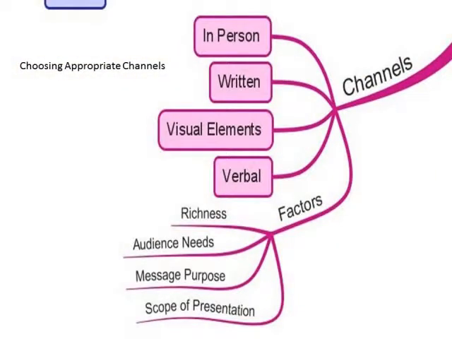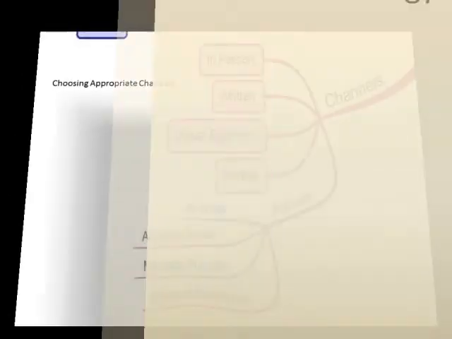The mnemonic that's presented for selecting appropriate channels is here. This is the channels branch. As you can see, there are selections between in-person communications, written communications, and communications which include visual and verbal elements. The factors that are cited in this mnemonic for selecting an appropriate channel have to do with deciding the appropriate richness, the needs of the audience, the purpose of the message, and the scope of the presentation.